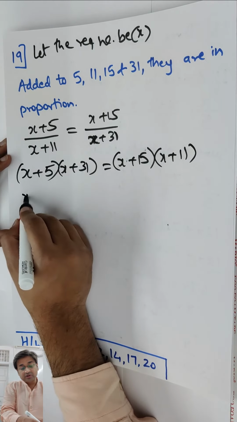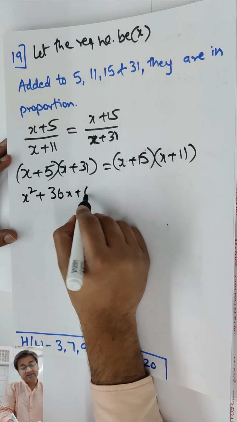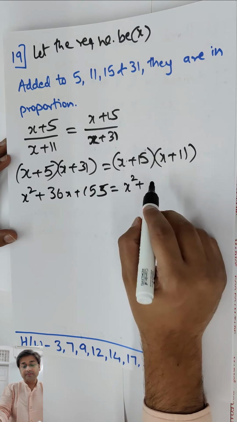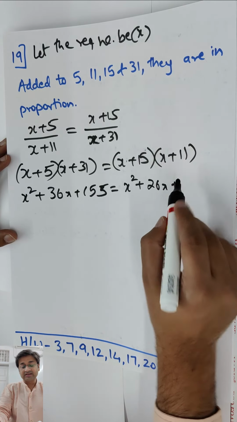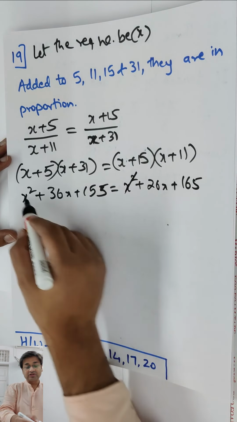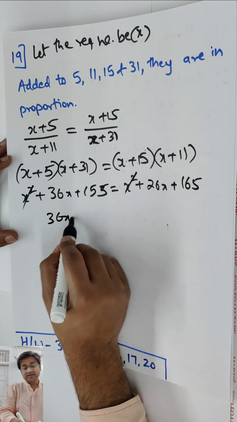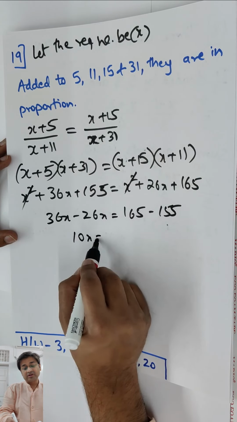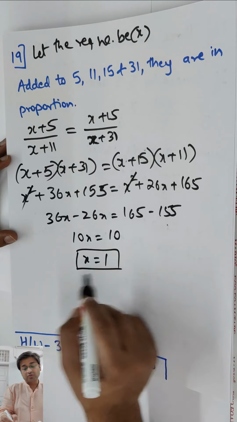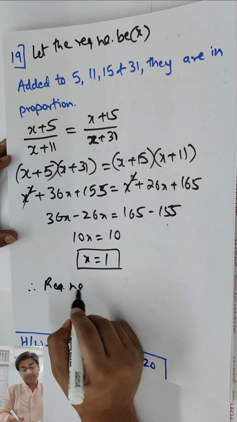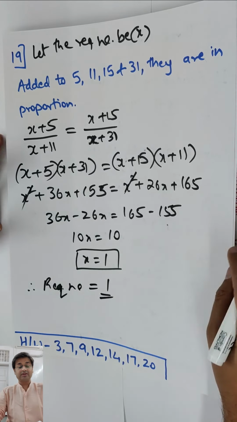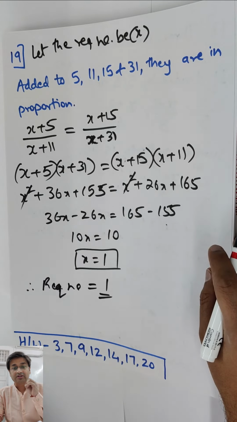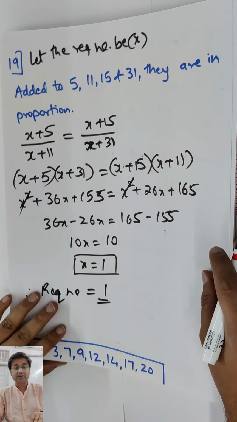Pause right now. So x square plus 36x plus 155 equals x square plus 26x plus 165. So x square gets cancelled. 36x minus 26x equals 165 minus 155. So 10x equals 10, x is equal to 1. Therefore the required number is equal to 1. Simple, isn't it? Very simple. So that's what you need to understand, what these logics are. Once you know them, you can crack anything.